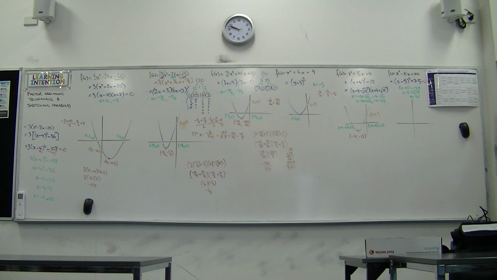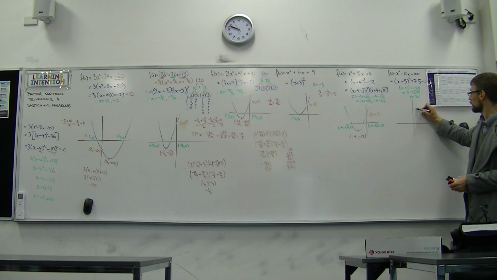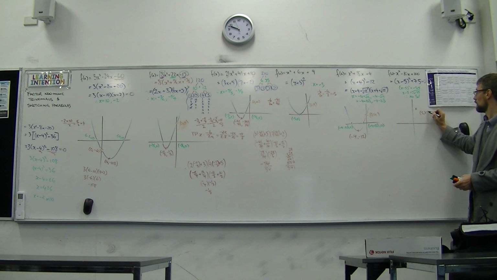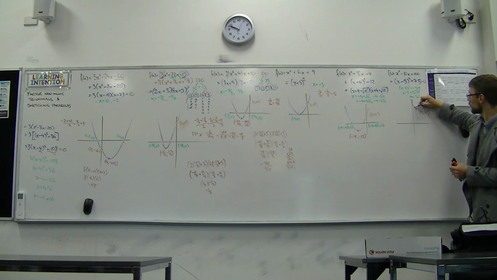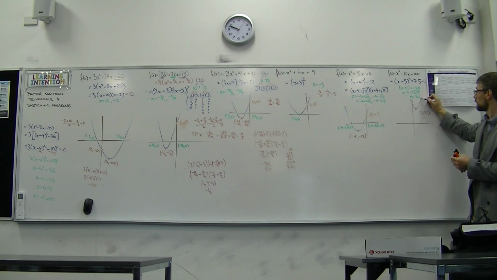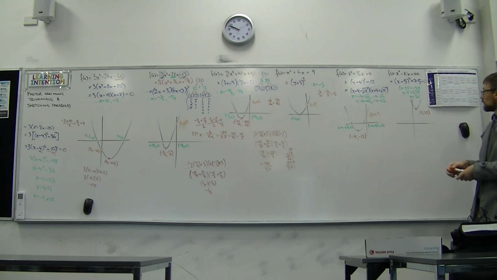Okay, what can we find for this? Turning point is 5 and 75, which is way up here somewhere. Cool. The y-intercept, which is 100. Y intercept is 100, right? That's still going this way.